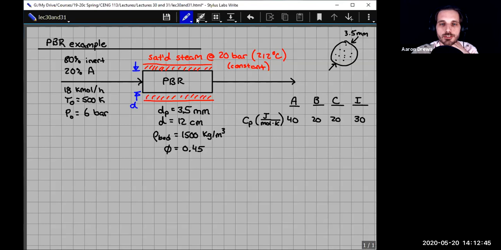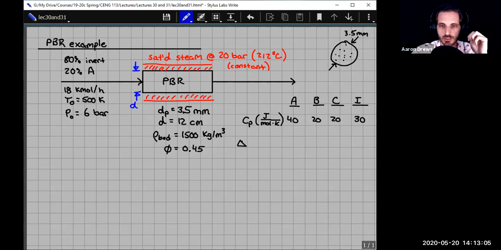So one thing to look for on these sorts of problems, like book problems and example problems, is notice that the heat capacities of the products add up to the same as the reactants. So that delta CP term is going to be zero. And therefore the enthalpy of reaction will be zero.